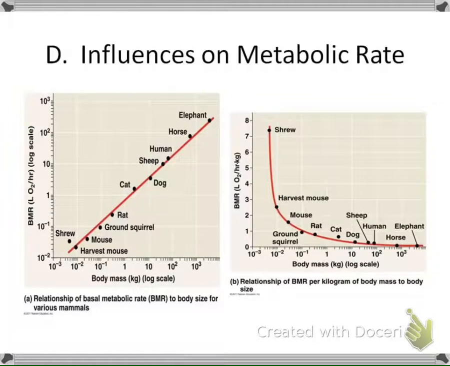Influences on metabolic rate. Metabolic rate is affected by size, age, sex, activity, temperature, and nutrition. If we look at size and metabolic rate first, bigger animals require more energy, and that is a relatively constant rate here. It's approximately your body mass to the 3/4 power.